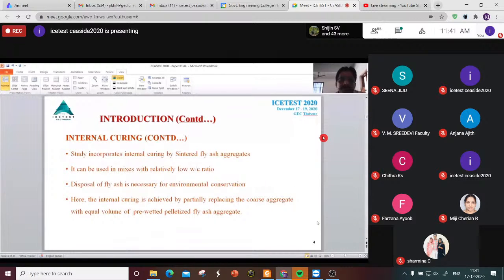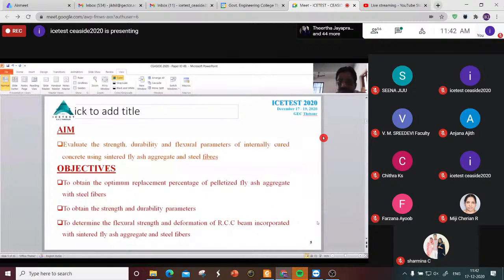This study incorporates internal curing by using pre-soaked syndiate fly ash aggregates. It can be used in mixes with relatively low water-cement ratio. Disposal of fly ash is necessary for environmental conservation. Here, the internal curing is achieved by partially replacing the coarse aggregate with equal volume of pre-soaked pelletized fly ash aggregates. The aim of my study is to evaluate the strength, durability, and frictional parameters of internally cured concrete using syndiate fly ash aggregates and steel fibers.